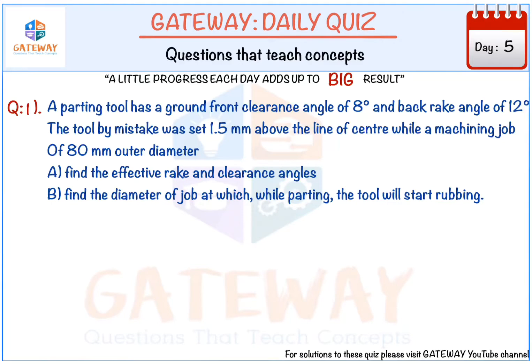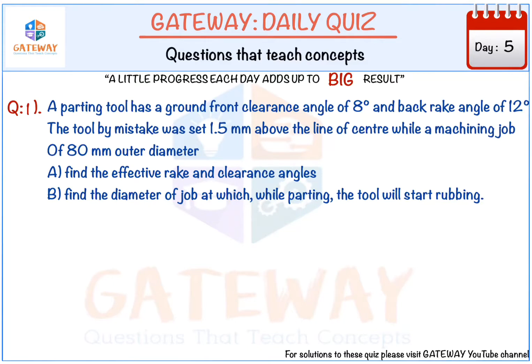This is our first question, and today's subject is machine tools. A parting tool has a ground front clearance angle. So what is a ground front clearance angle? Front clearance angle is nothing but the end clearance angle. Ground means it is with respect to the ground, nothing but with respect to the base.